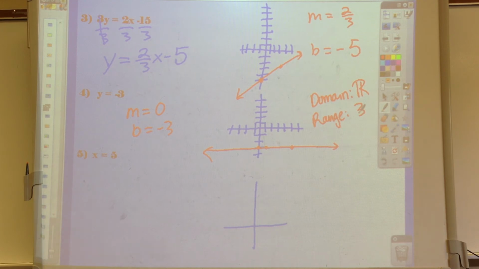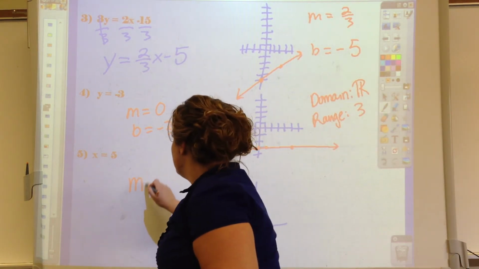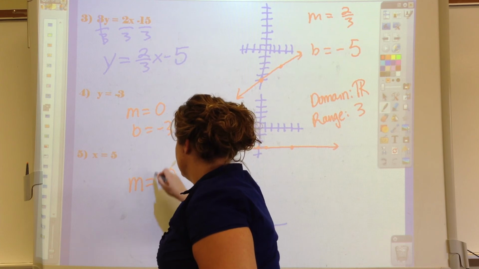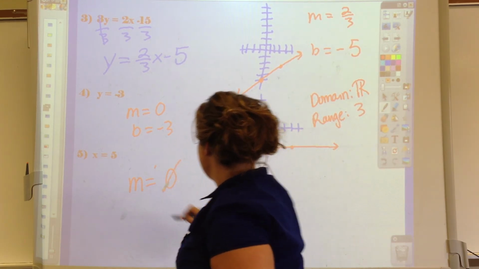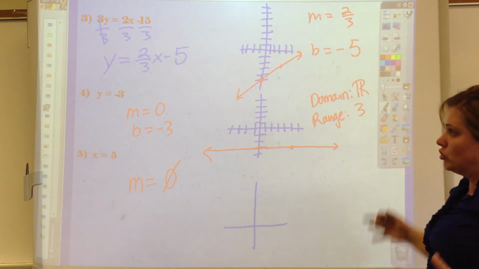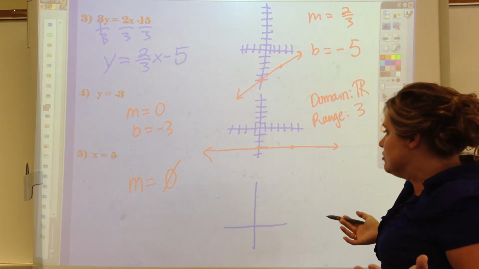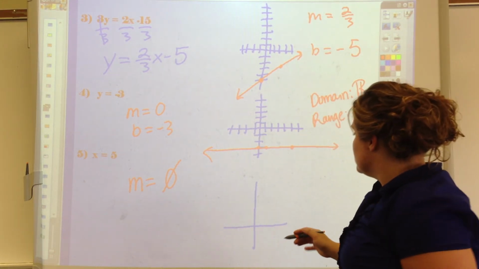Well, now I don't have a y at all, so I don't have a slope. My slope is essentially undefined. It's the null set. We don't have one. There is no slope. And your y-intercept is non-existent as well. So let's look at this.